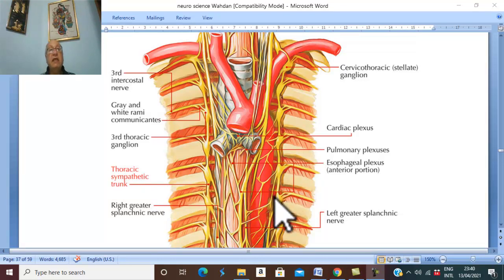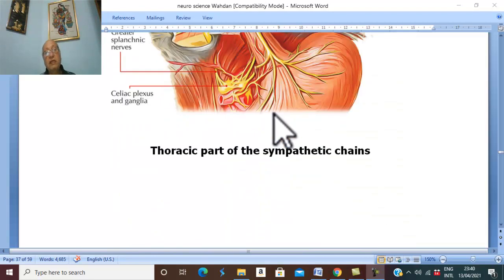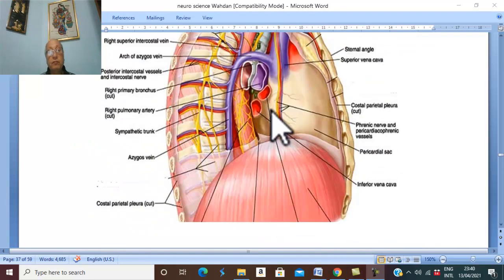Each of these ganglia lies at the level of the related intervertebral disc. We all know that in the vertebral column, between the vertebrae, there is a cartilaginous disc. Disc in between vertebrae, therefore it's called intervertebral disc. And each ganglion lies at the level of the corresponding intervertebral disc.